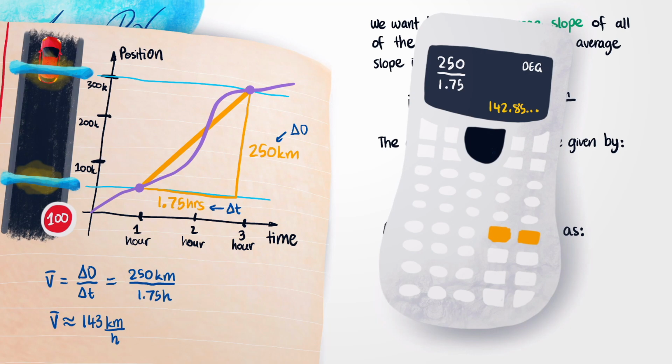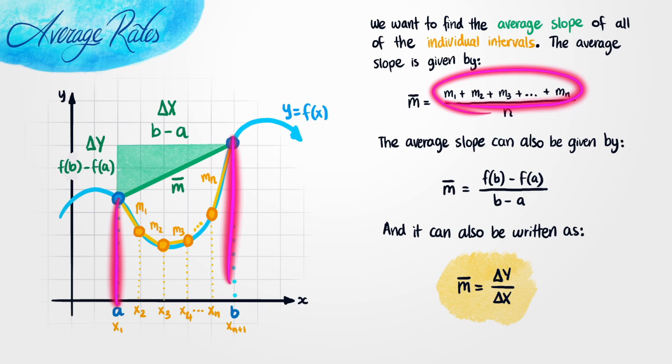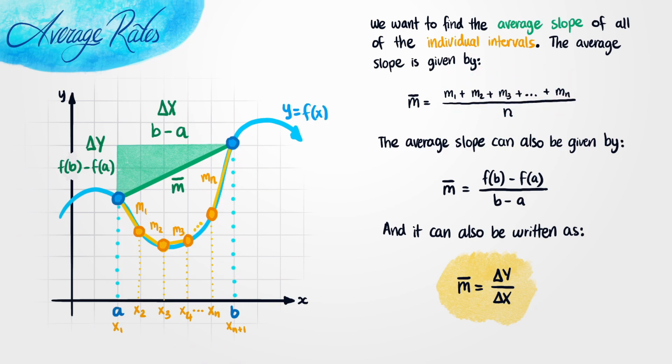And now we've completed our example. Now we'll just summarize the lesson. We found that the average gradient between points a and b can be found by adding all of the individual gradients and dividing by the number of intervals. However, in a really strange and quite remarkable result, we found that this is the exact same as f of b minus f of a divided by b minus a. Therefore, for any curve, no matter what shape, we can find the average gradient just by finding the rise over the run. And this completes our discussion on average rates.